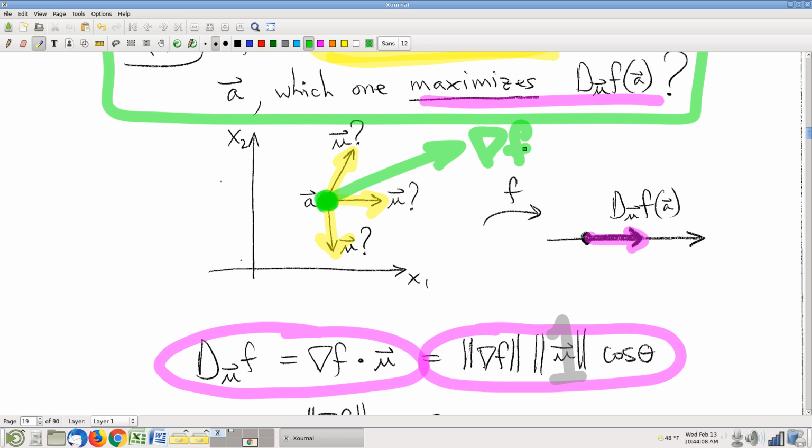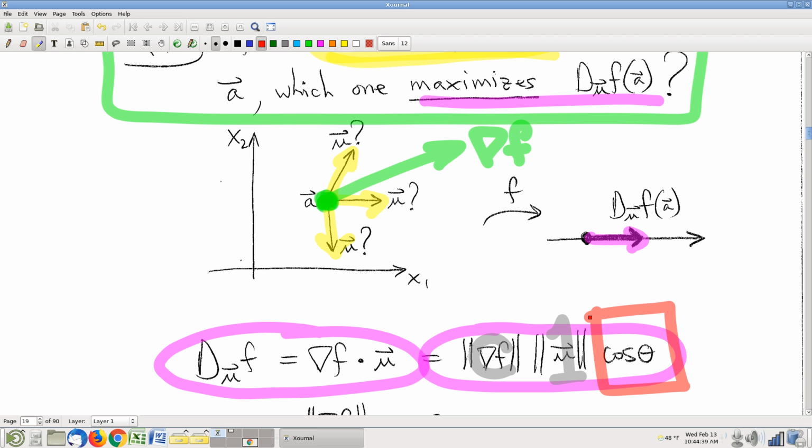That gradient is always the same at that point. It doesn't matter if I'm running north, or east, or south, southeast, whatever. The gradient of f is independent of what direction I'm running, because I'm evaluating at A specifically. So if I want to make this function as big as possible, this is what I need to maximize.